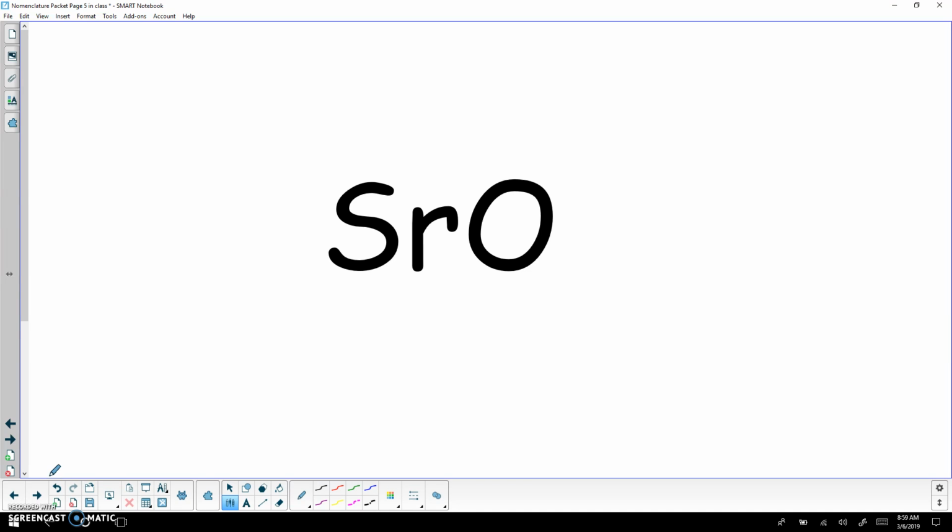Okay, this one, strontium is representative, always has the same charge, so you just name this guy. Strontium oxide.